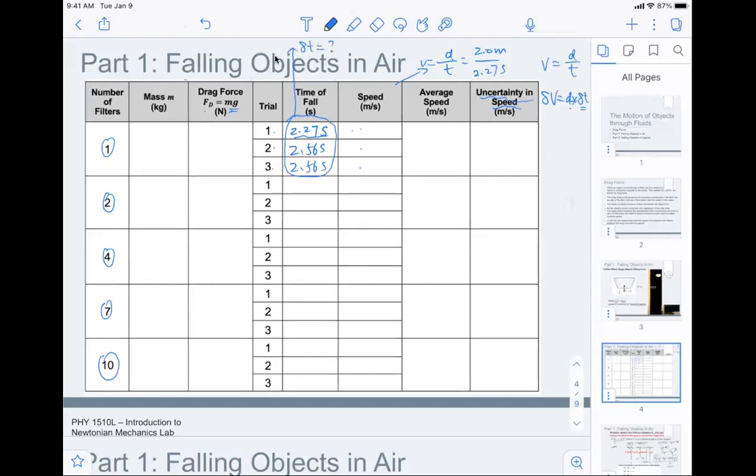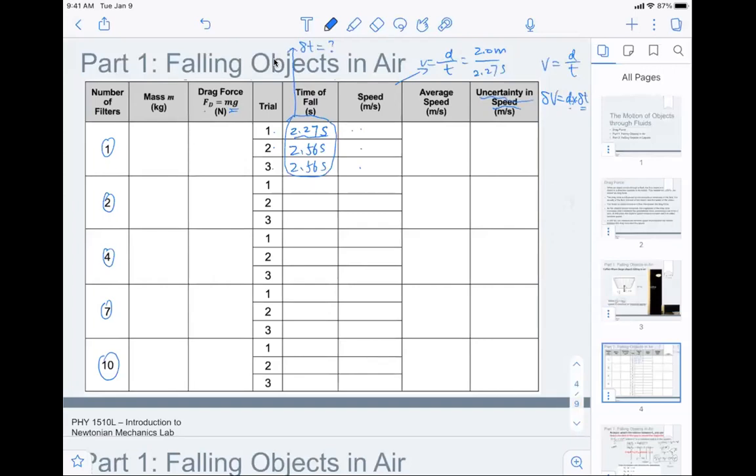What do you think? Anybody would like to share their thoughts? You can also type in the chat. I got 2.45. Okay, so that must be the average time, right? Yes, that is the average time. Very good. What if we want to know the uncertainty?